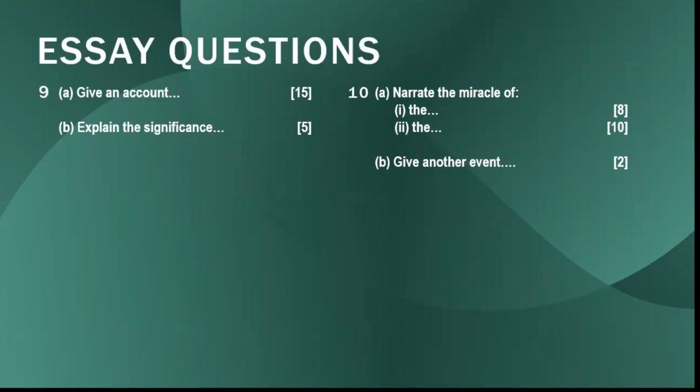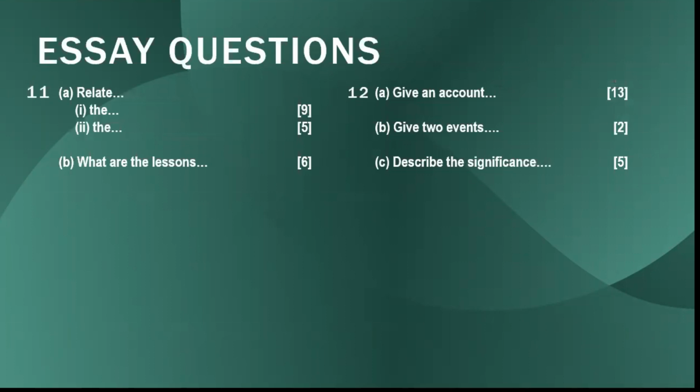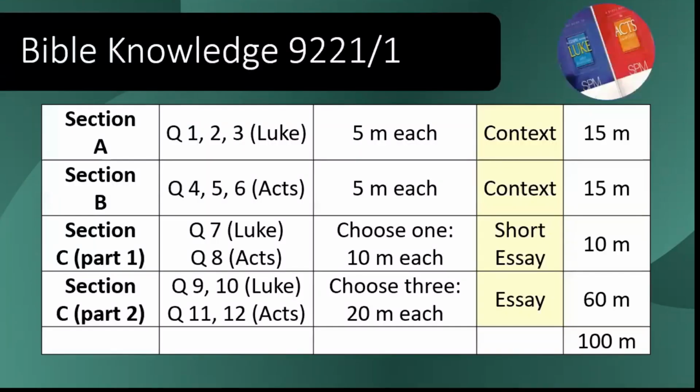Basically, you first need to retell a story, an incident, a parable, and all this you will have quite a number of marks. However, you will also notice that there will be hot question in the latter part of these essay questions. So Luke will have 2 questions, 9 and 10, and Acts, you will also see questions 11 and question 12. Whatever ways they ask, the total marks will always be 20 marks each.